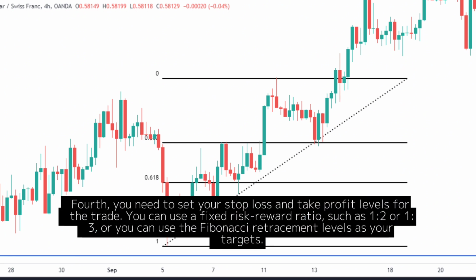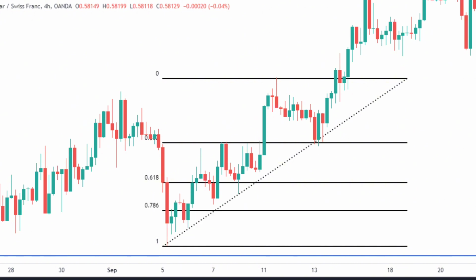Fourth, you need to set your stop loss and take profit levels for the trade. You can use a fixed risk to reward ratio such as 1:2 or 1:3, or you can use the Fibonacci retracement levels as your target.